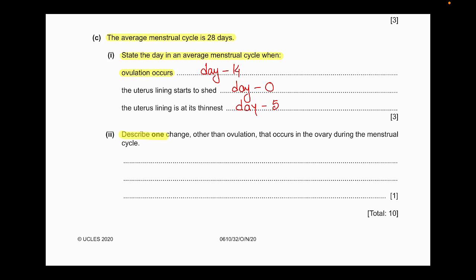Describe one change other than ovulation that occurs in the ovary during the menstrual cycle. So basically in the ovary, the egg matures and estrogen hormone is secreted. All right, so these kinds of changes actually take place.